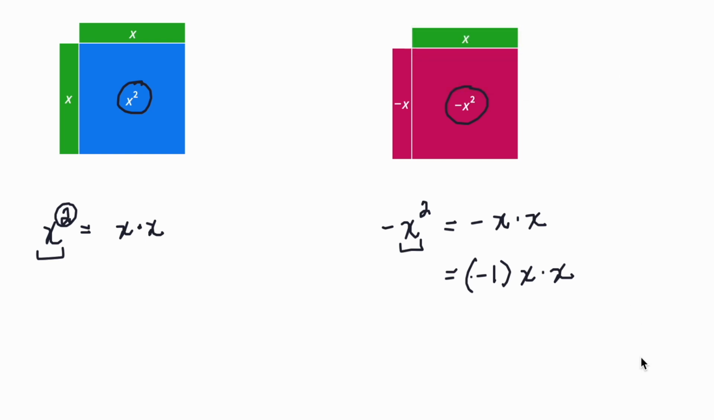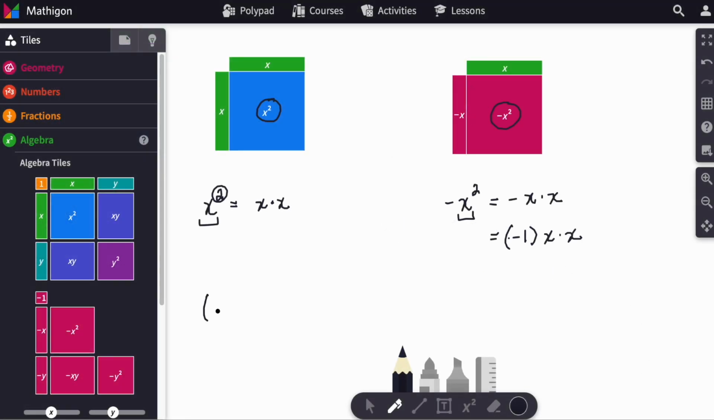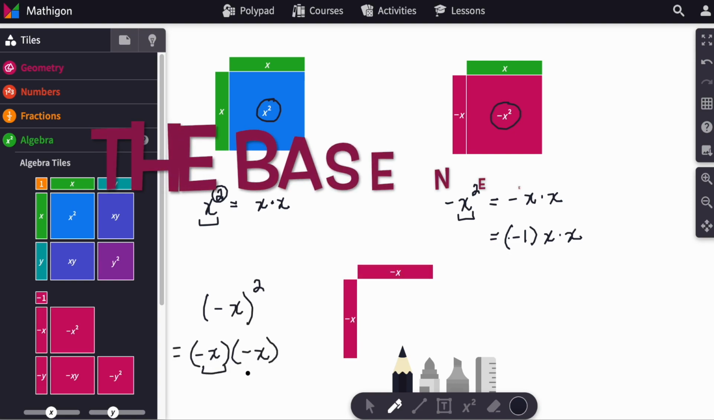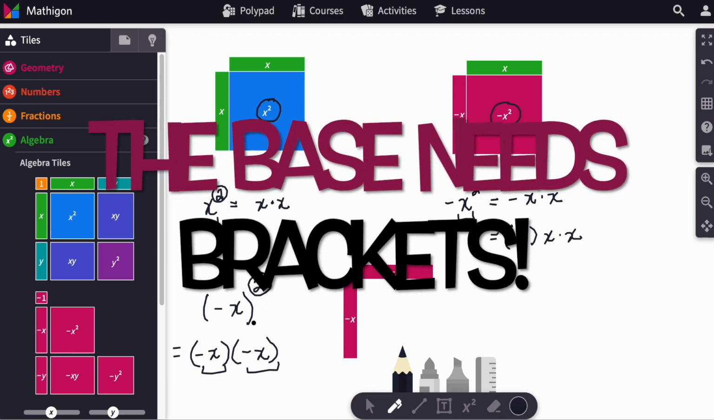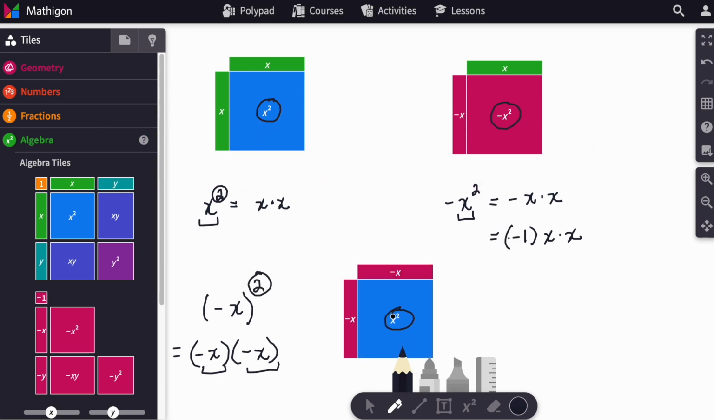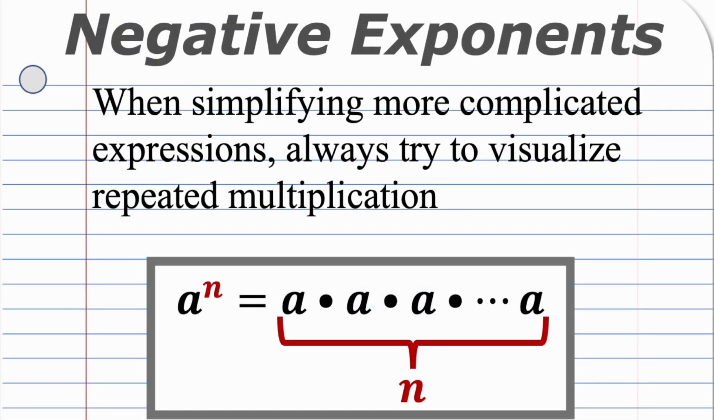the positive x. We should probably show what negative x squared looks like. We have the base being multiplied twice, which makes a positive x squared. We could write it like this. As we start reviewing the exponent laws, keep this repeated multiplication concept in your head.